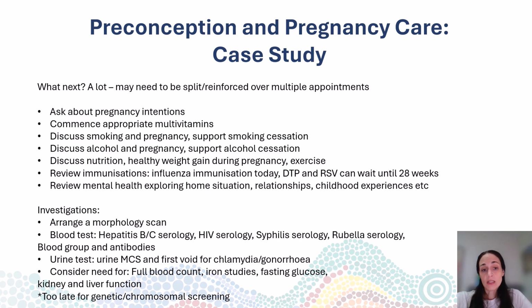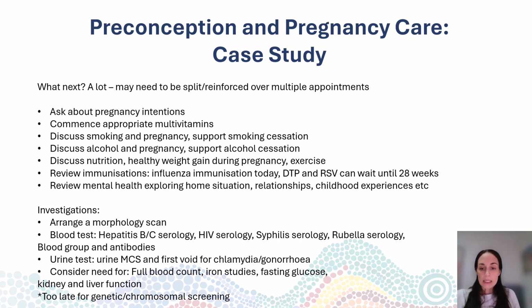Immunisations as well. So given that she's already 22 weeks pregnant, if the flu vaccination is currently in stock and we're in that season, I'd be providing that today. The DTP, which is the whooping cough vaccine, and the RSV, which is respiratory syncytial virus vaccine, can be done after 28 weeks. And then we're going to review the mental health. So we want to explore the home situation, relationships, and childhood experiences.